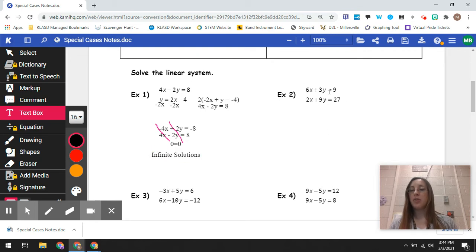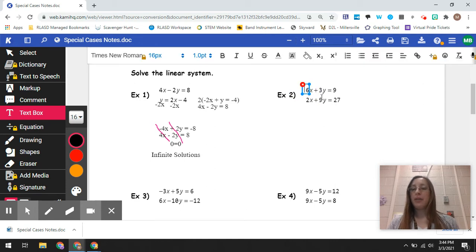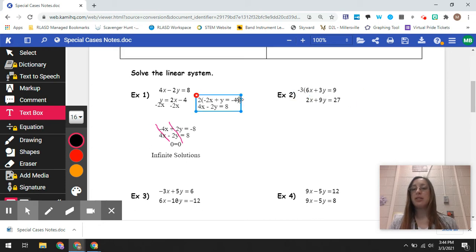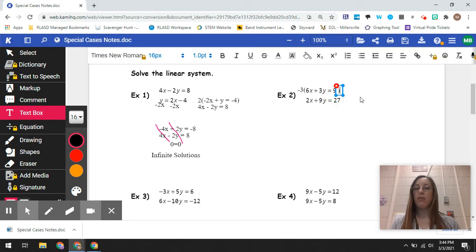Okay, so we're going to go ahead and do this one. So remembering we're looking to do the elimination method, so we want to be able to eliminate something. I'm going to choose to eliminate my y's. So I need to make this one become a -9. So I'm going to multiply the whole entire thing by -3. So when I take 3 times -3, I'm going to get my -9 that I'm looking for.